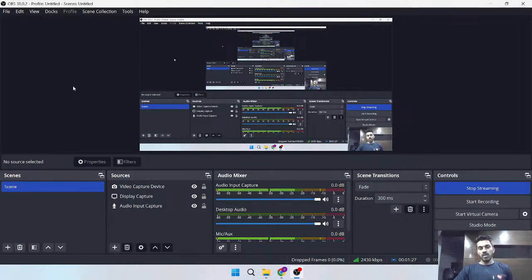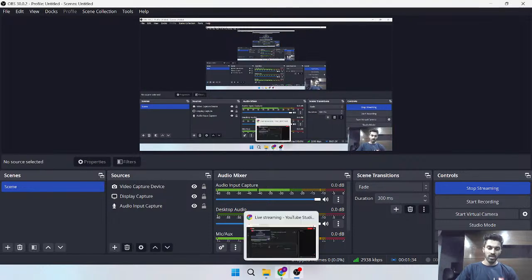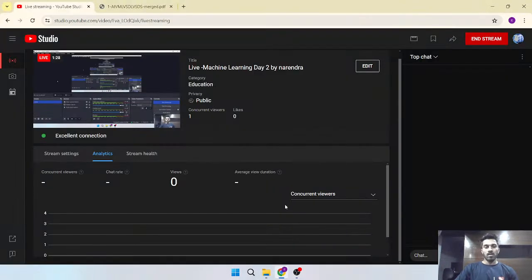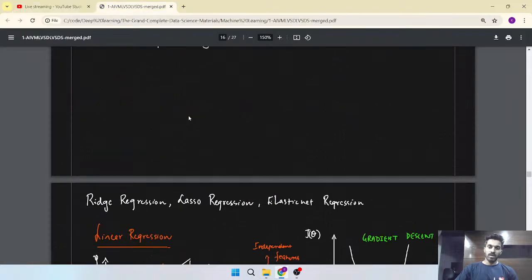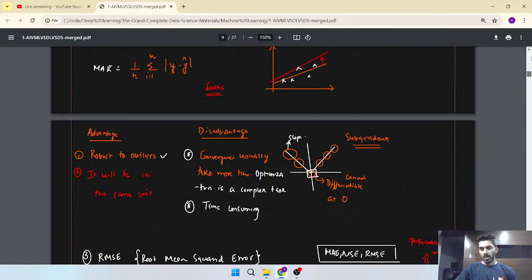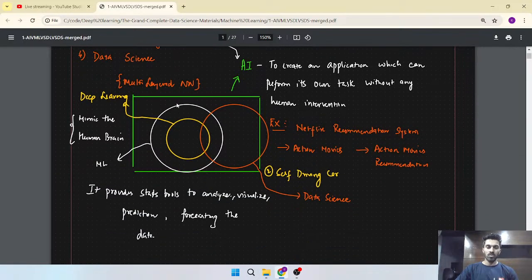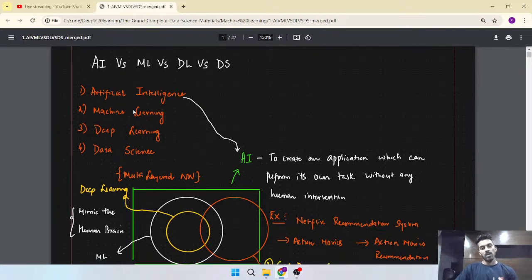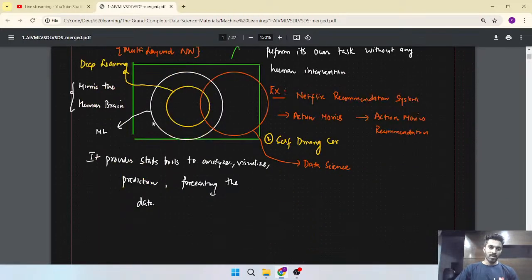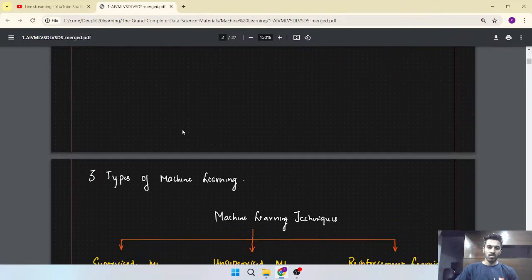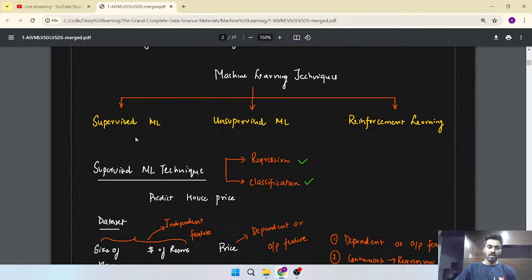So basically, in the previous lecture I taught you about linear regression, like how linear regression works. So let's continue our discussion. Today is day two. Here, I have taught you the difference between AI versus ML versus DL. Now let's recap some of these algorithms, like what is linear regression.